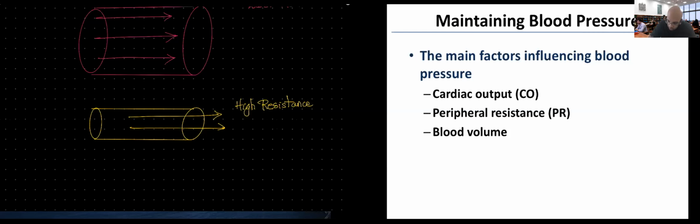So having higher resistance, how will this affect the pressure? Higher resistance, how will it affect the pressure? What do you think? If the blood faces higher resistance, it's going to have greater pressure. Smaller diameter creates higher resistance, resulting in higher pressure.